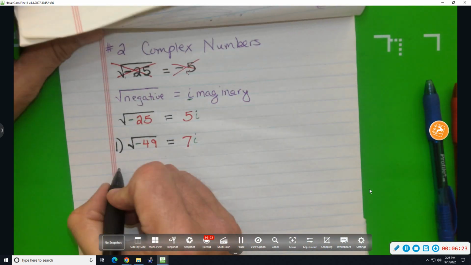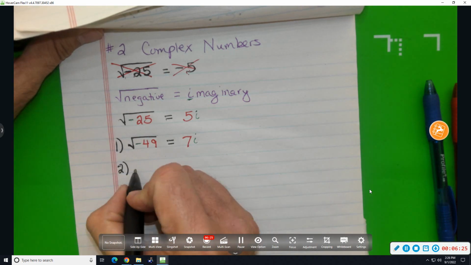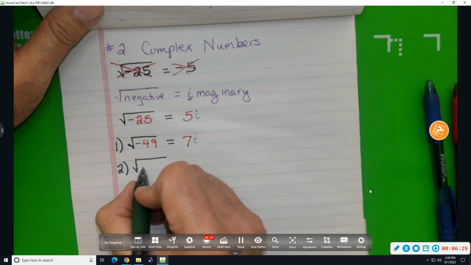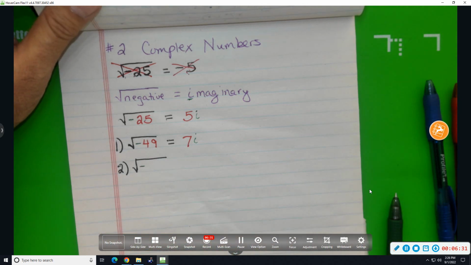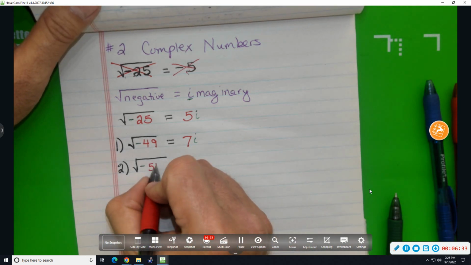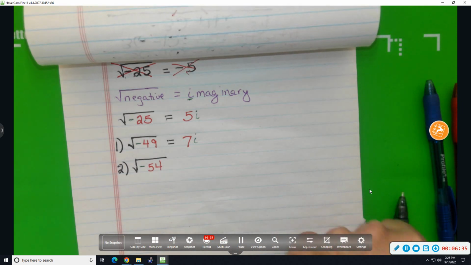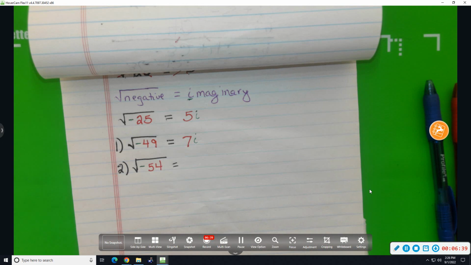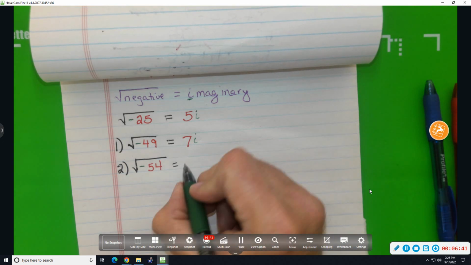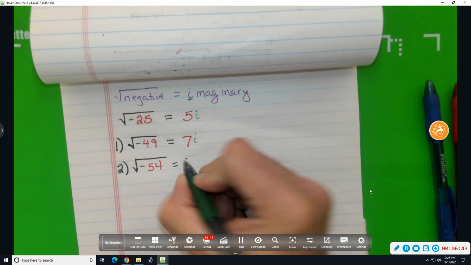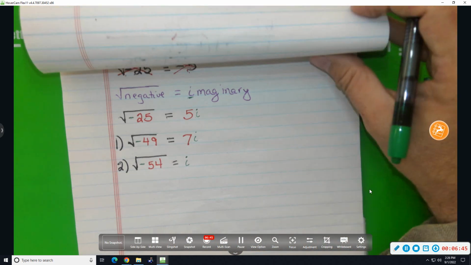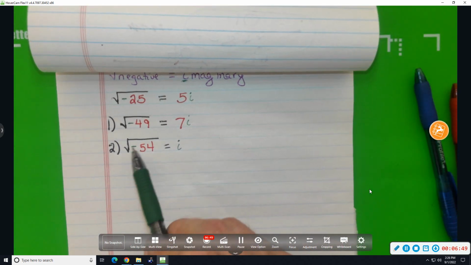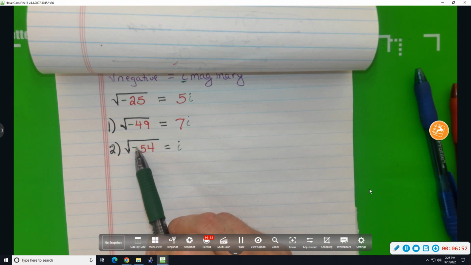Let's see. Problem 2. The square root of negative 54. Now, because of that green negative under the square root, I'm just going to go and write an I right off, just so I don't forget that. We have an I. It's an imaginary number because it's the square root of a negative.